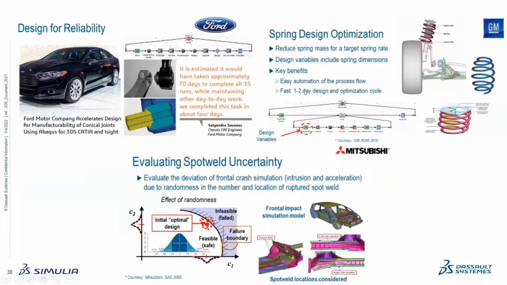And these are some of the other examples from different OEMs. This is from Ford, where we were able to automate the whole process. Like you see, it's a very big process that we have created here. Overall, something which was taking around 70 days to complete, with 55 designs, was taking around 70 days when they were doing it manually, and we were able to reduce it to around 4 days only with full automation.